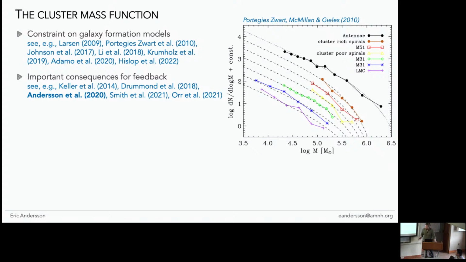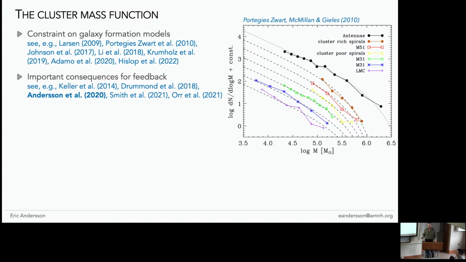So if you're unfamiliar with this, I'm showing you an example here. This is a figure from Simon Portegies Zwart, Steven McMillan, and Mark Gieles in their review from 2010. This is the logarithm of the mass of a star cluster, and this is just a distribution function multiplied by some constant to split them up. And there's quite a lot of empirical data on this mass function. Here are some different examples from different galaxies and different types of galaxies that we have around. In general, you get a mass function that has a power law look to it. The slope here is roughly -2.